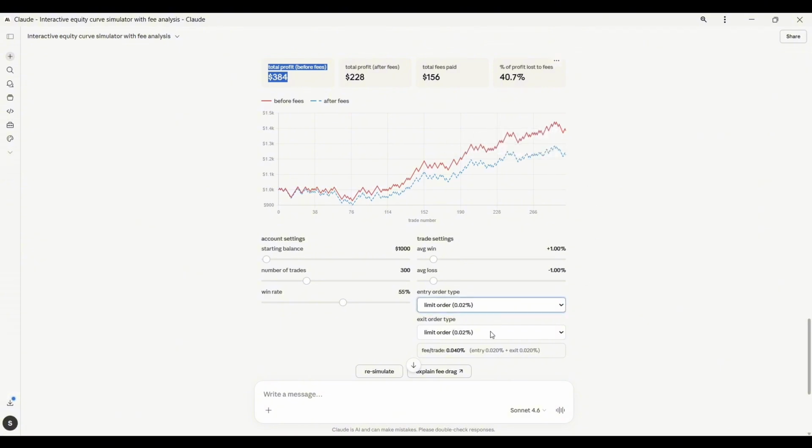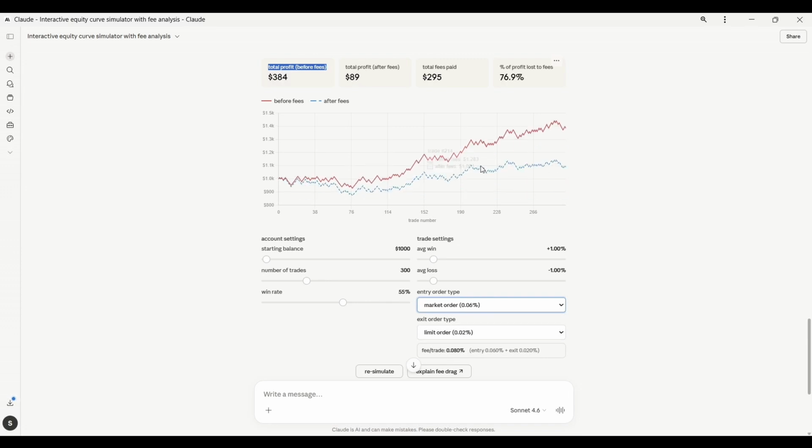Now let's pretend that I'm entering a trade with the market order. Now this percentage is a lot bigger, 76.9. That's a big deal. So before fees, and let's say I've taken 300 trades in a year, so I'm thinking in terms of 12-month windows, at the end of the year this strategy would be up 38% before fees, but after fees it's only up 9%, literally less than 9%. So you can see it's quite a big deal.